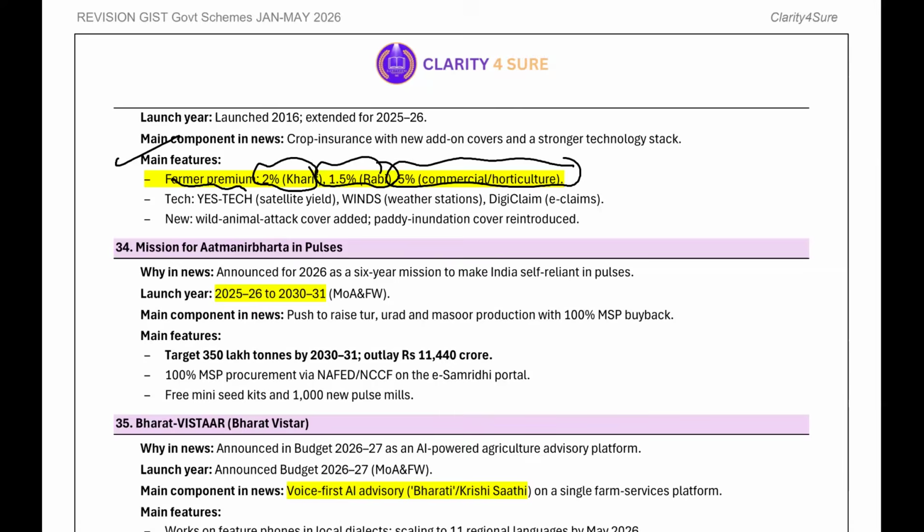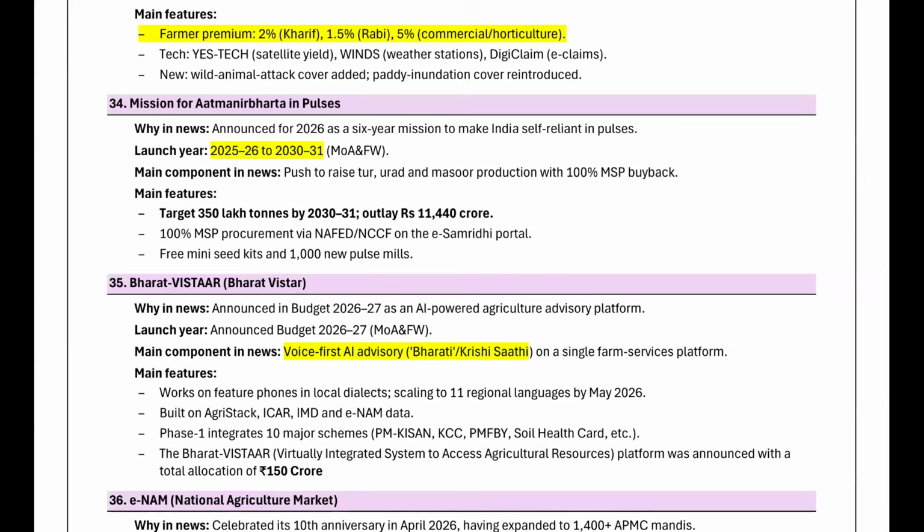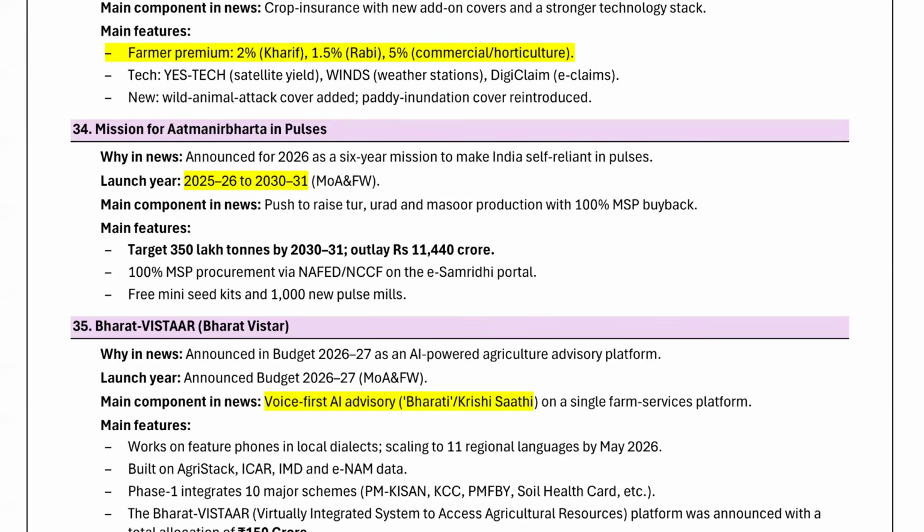Is it clear? Now, try to understand the 34th scheme, which is important. That is the Mission for Atmanirbhar Bharat in pulses. Again, it is under the Ministry of Agriculture. Again, which ministry is controlling it? Ministry of Agriculture. The launch year is important. The launch year is 2025-2026 to 2030-31. Right? Please try to understand.